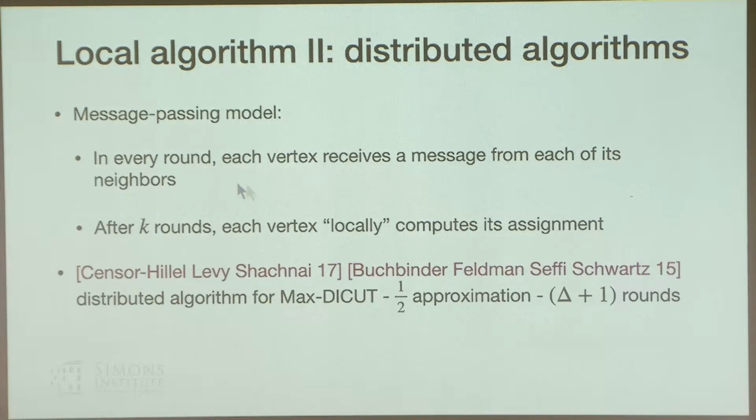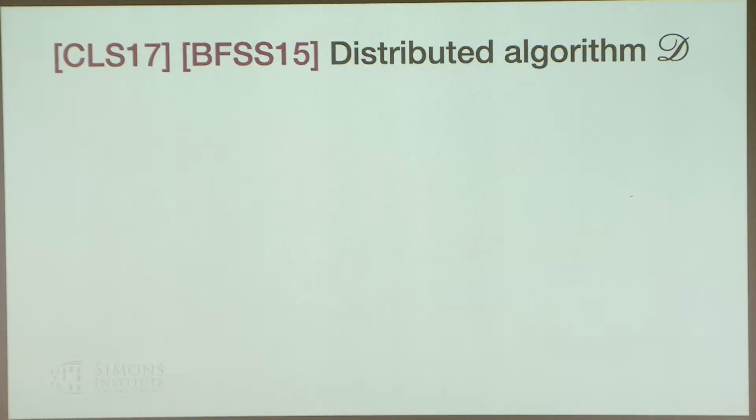And this work of Censor-Hillel, Levy, and Shachnai from 2017, which is actually an extension of this greedy approach of Buchbinder, Feldman, Naor, and Schwartz, gives a distributed algorithm for Max-DICUT that gets a half approximation using only delta plus 1 rounds of communication. And this algorithm is going to be the framework that we use and implement in the streaming model. Okay. Is the model clear? The distributed algorithms message passing model? Okay. So what is this distributed algorithm?